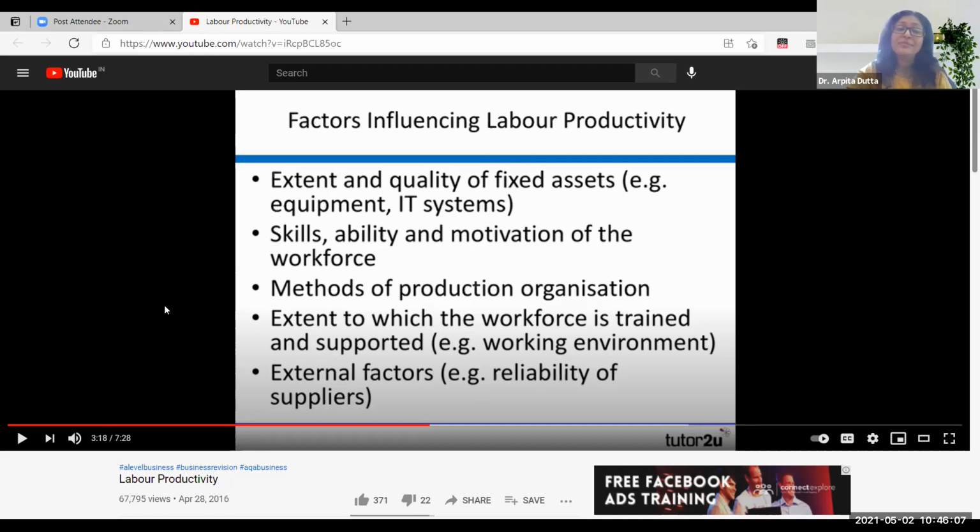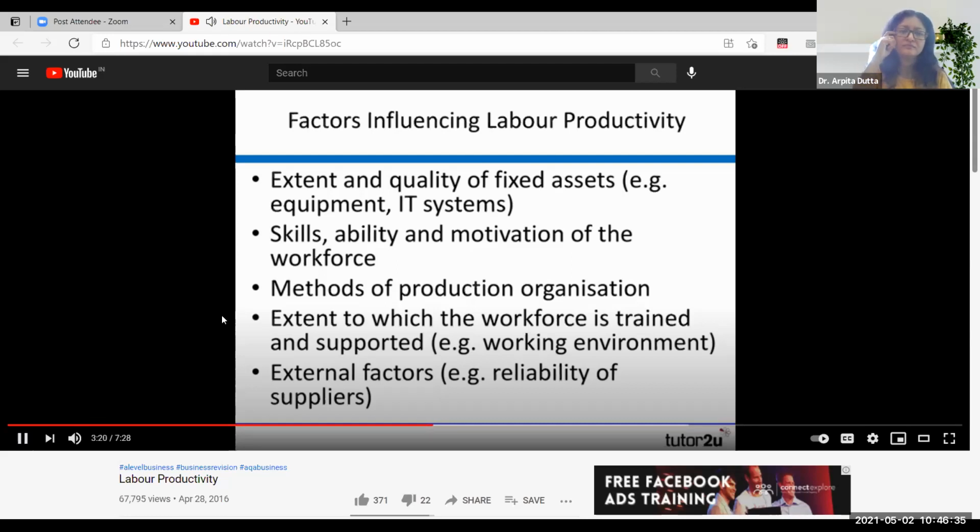We cannot just completely give the credit to only the training. So training is definitely an important strategic intervention which helped in improving the productivity of the individuals, all 20 people, right? But there are other important factors which influence the productivity. So this is what they have mentioned here. So you might want to consider this as well.